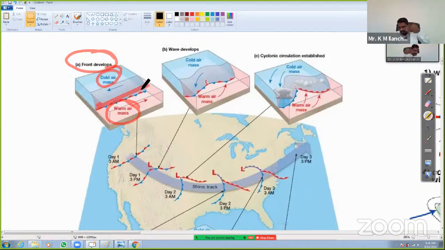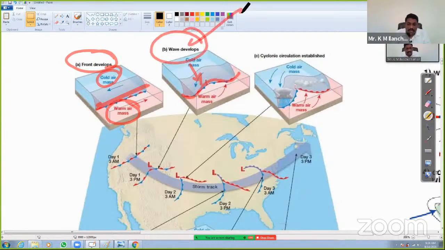The warm air mass is less in density, so no problem. This warm air mass will always try to climb over the cold air mass. That's okay. But the cold air mass will try to venture forward and push this warm air mass. As a result, it becomes a kind of wave when it moves further. Slowly, steadily, it becomes a wave-like structure. That's the reason it is called the wave cycle.